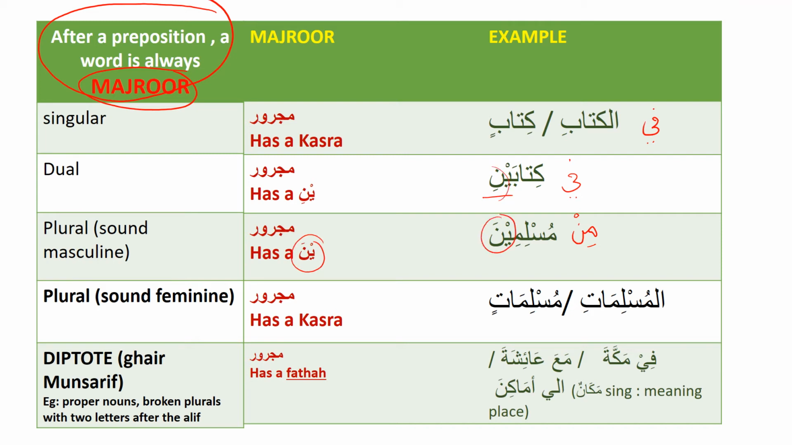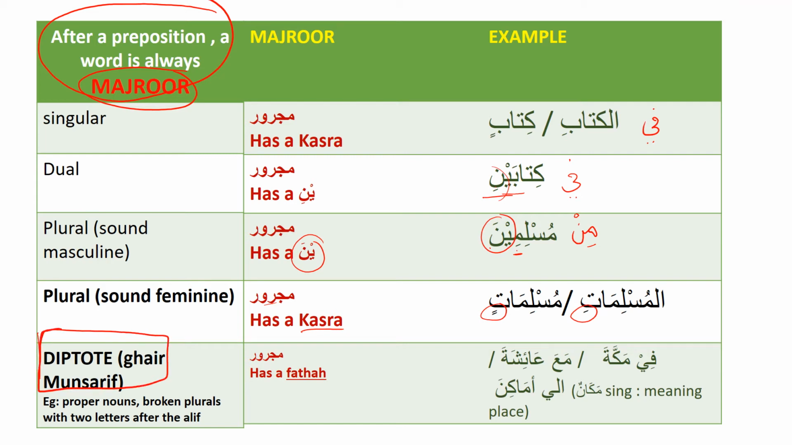Don't get confused. In aini, the ba, the last letter of the actual word has a fatha and the nun has a kasra. In the plural, the last letter of the actual word has a kasra, and the nun has a fatha. Muslimina. The plural sound feminine, the majroor has a kasra. Muslimati, muslimatin, for example.